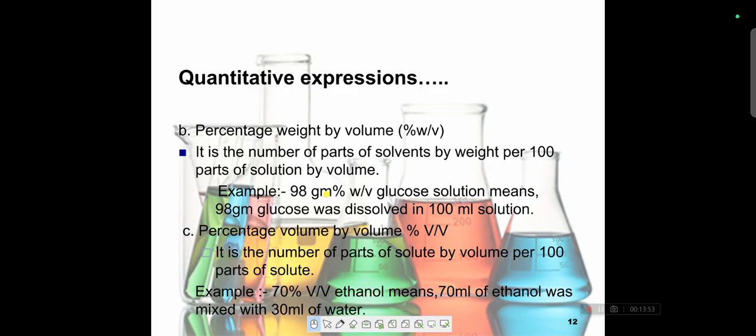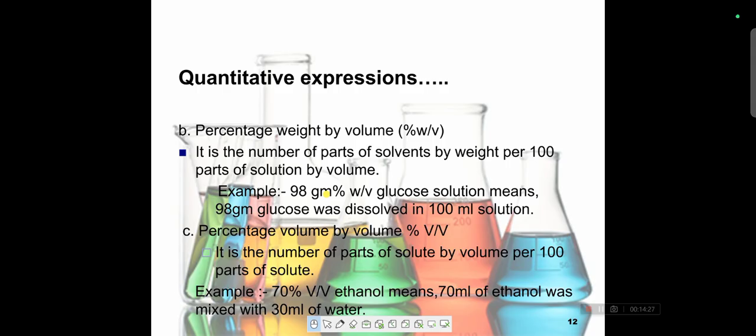Next is percentage volume by volume. When it is given as volume by volume, what does it mean? It is the number of parts of solute by volume per 100 parts of solution. Let's understand with the help of an example. Whenever it is written that 70% volume by volume ethanol, what does it mean? The number that is quoted is of the solute, which is mixed with the rest, 100 minus that amount, which is the solvent, that is water, right.